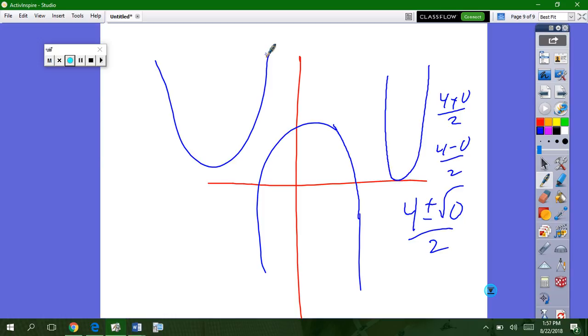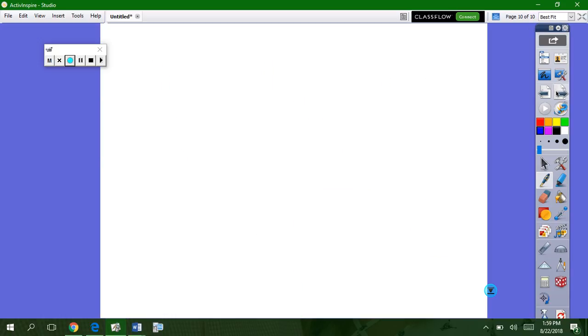Okay. Are we all good with that? That's just something that's on the homework. Okay, then we're going to get on to factoring, because we did that one already.